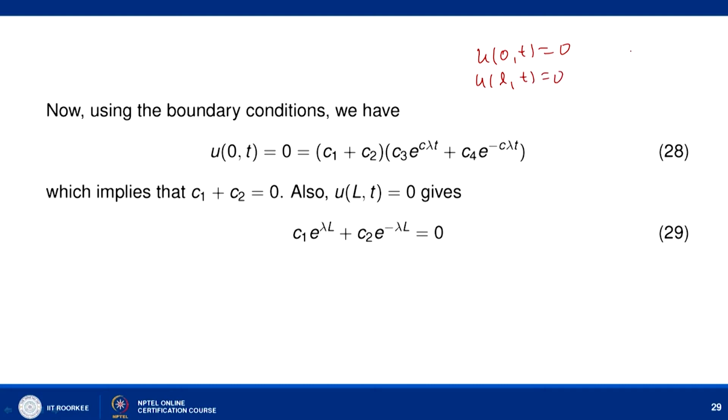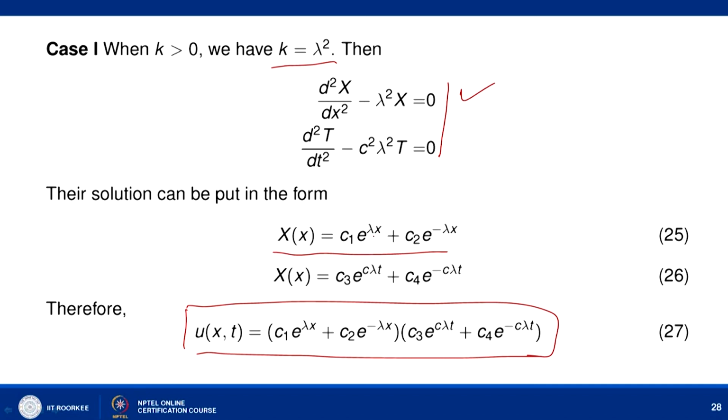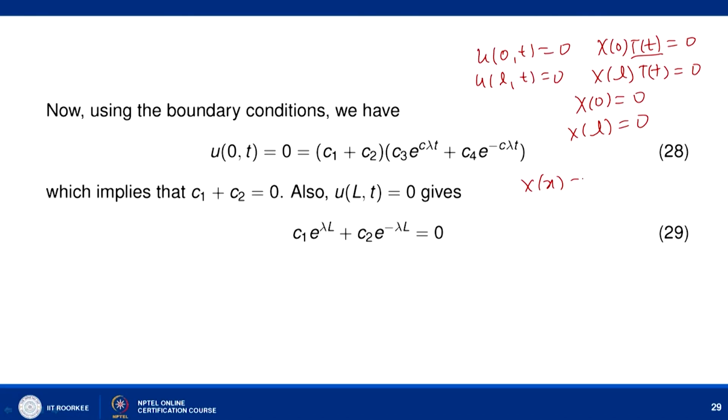So when you put in your solution, this is X(0)T(t) = 0, and similarly X(l)T(t) = 0. Since T(t) cannot ideally be equal to 0, this implies that X(0) = 0 and X(l) = 0. So using this you can solve this problem. What is your X(x)? X(x) is equal to c1 e^(λx) + c2 e^(-λx).